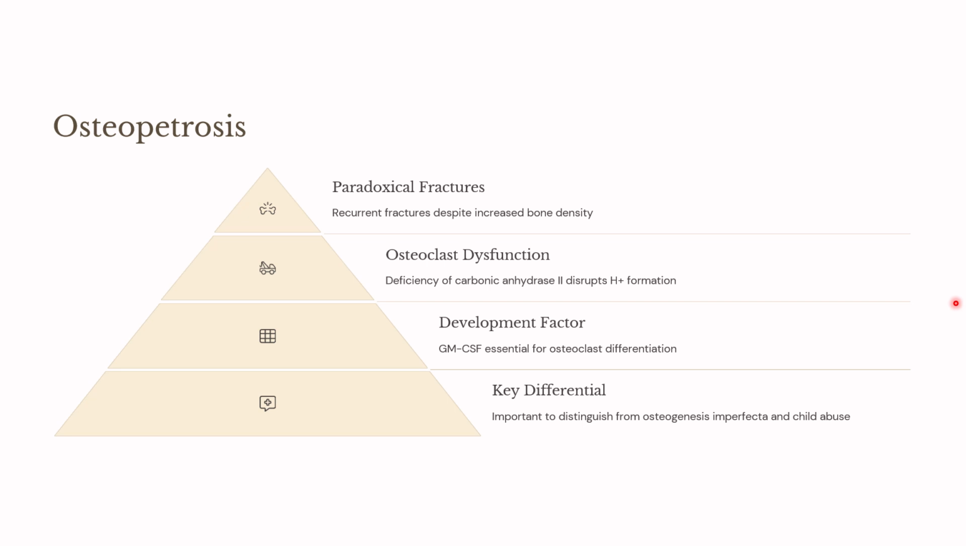The second one is osteoclast differentiation. For the precursor to form a mature osteoclast, granulocyte macrophage colony stimulating factor is necessary. So they might ask you what is responsible for osteoclast differentiation, and in that case GM-CSF is necessary. What is the DD? Osteogenesis imperfecta and child abuse are the DD for osteopetrosis.